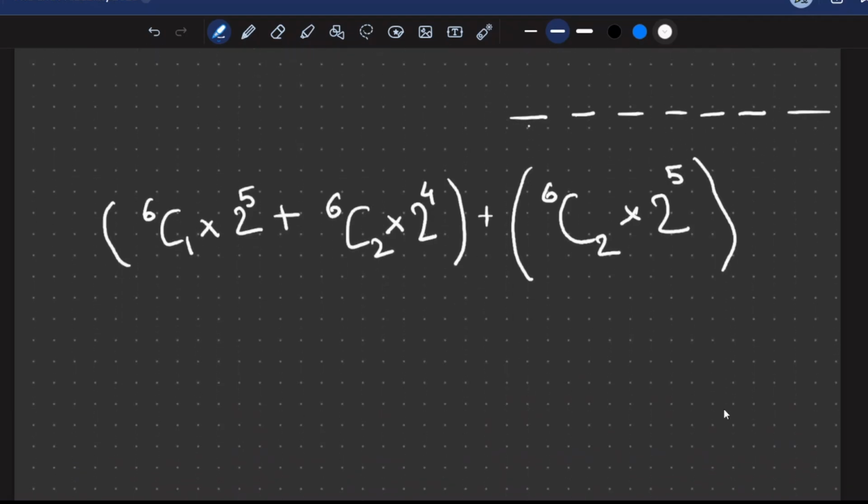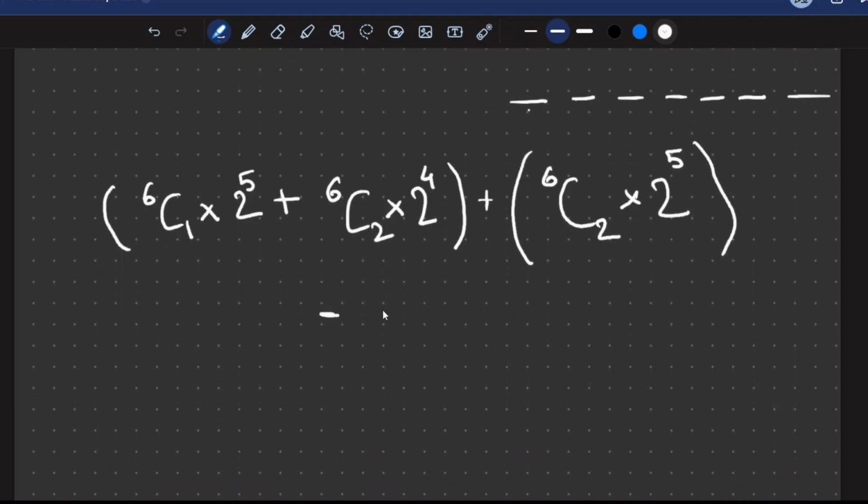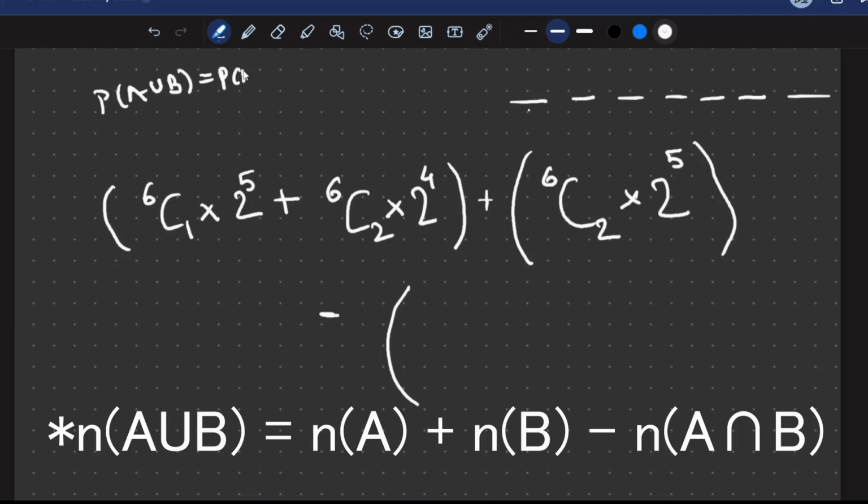Okay, now let us subtract the cases where we have exactly 2 ones and exactly 2 zeros. That is what inclusion exclusion says, right? The probability of A union B is equal to probability of A plus probability of B minus probability of A intersection B.